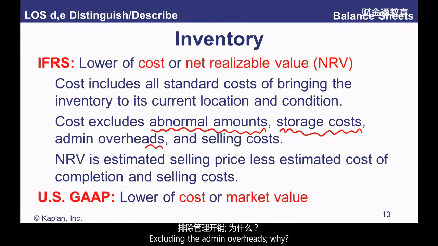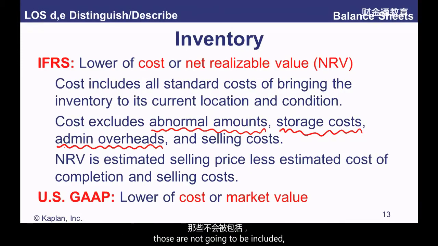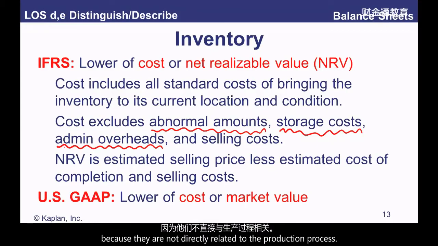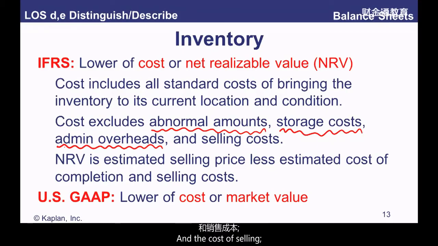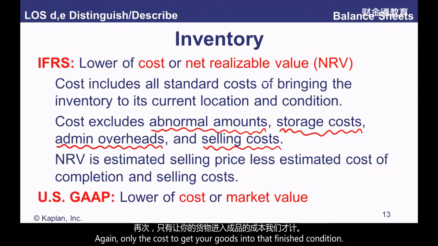Exclude any admin overheads. Why? Because those are not directly related to the production process. So production overheads, those could be included, but admin overheads, so sales, general and admin type things, those are not going to be included because they're not directly related to the production process. And any costs of selling those products, again, are excluded from our inventory cost. Again, only the cost of getting your goods into their finished condition.